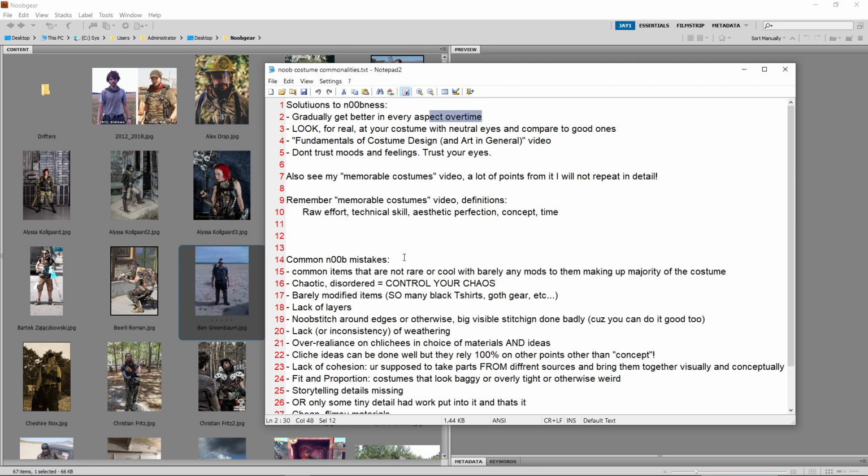Still, it's useful to understand what the most common noob mistakes are. It's fine if you're making those. Just know that those are mistakes in most cases. As usual, nothing is absolute. Those are just rules of thumb.